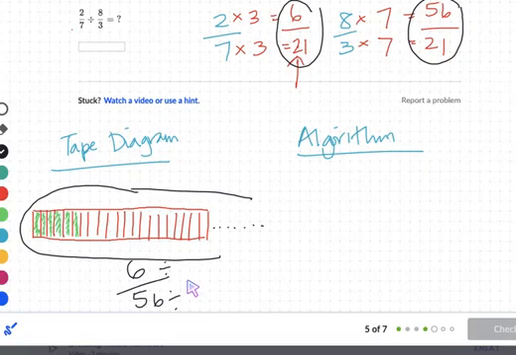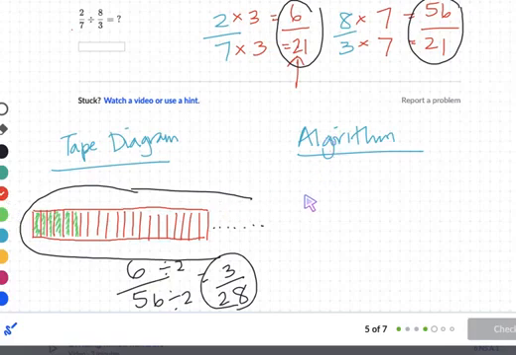Can I simplify it? Oh yes, by 2, because they're both even. 6 divided by 2 is 3. 56 divided by 2 is 28. So that's my answer, 3 over 28, 3/28.